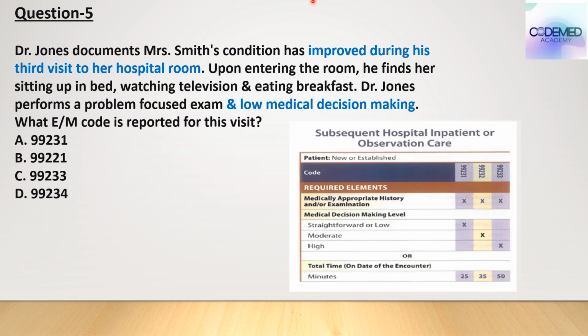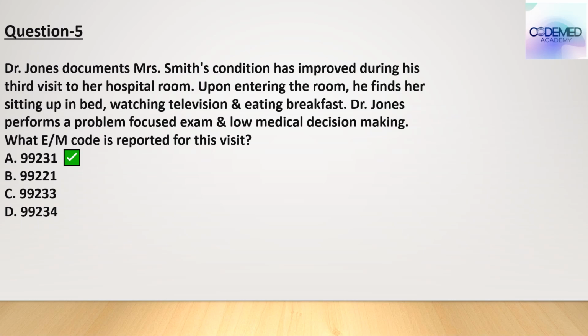Okay, so let us see what's the answer. Yes, 99231 is the answer. And why are we not taking the answer 99233? What is that one note which is helping me to zero down this answer? And yes, you are very right. It is low medical decision making, and we know that the straightforward and the low medical decision making has the first code 99231.